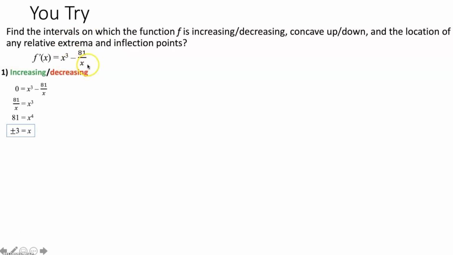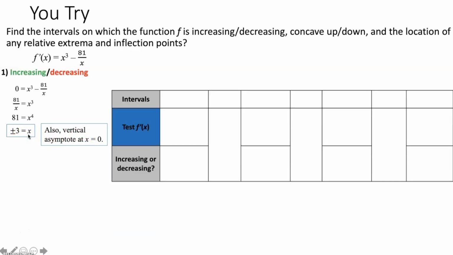At x is equal to 0, you're going to have a denominator equal to 0, meaning that the first derivative would not exist. So we know that the original function is going to have a vertical asymptote at x is equal to 0. Now, because we have our critical numbers, x is equal to negative 3, 0, and 3, we can now create our sign chart.